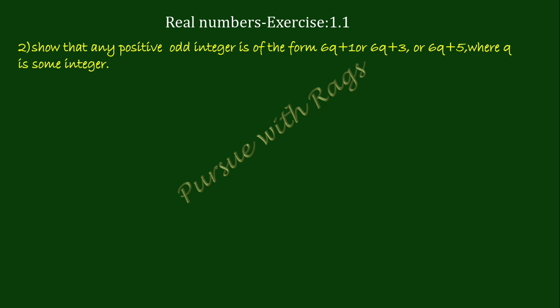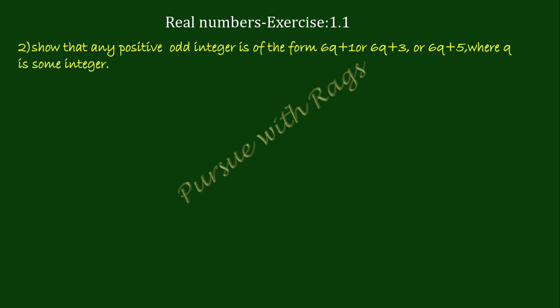Now let's move on to the second question. Show that any positive odd integer is of the form 6q plus 1 or 6q plus 3 or 6q plus 5 where q is some integer. So first of all, to begin the question, let us take one positive integer.